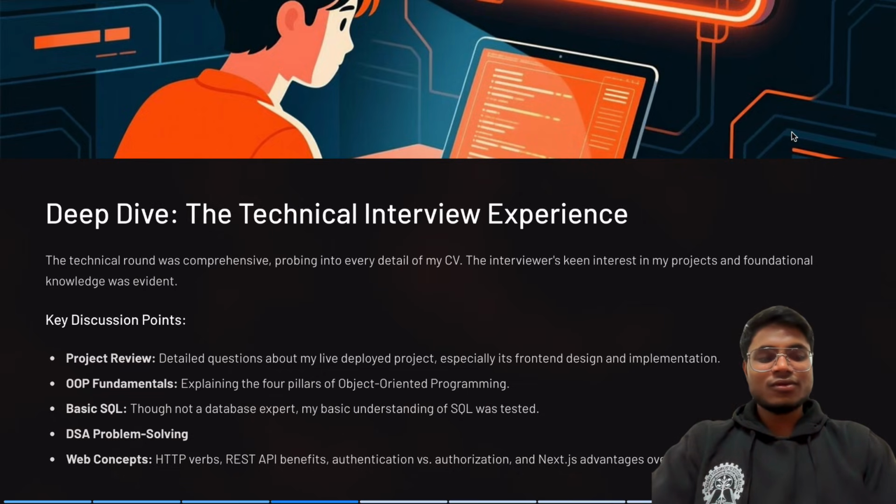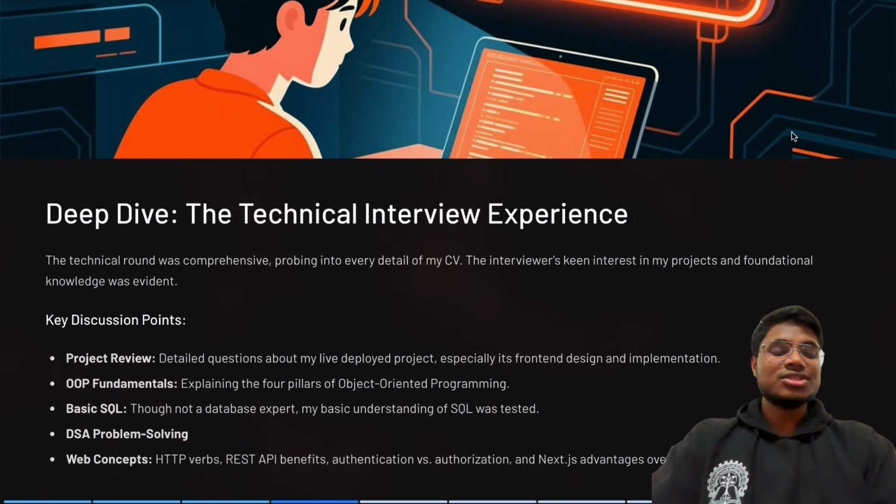The last part is the web concepts. As my whole CV consists of web development projects, he began asking questions from them, like HTTP verbs, like POST and GET, and what the status codes for them are. After that he moved on to REST API, and why REST API is better than other APIs like GraphQL, and what the differences between them are. He also asked me about authentication versus authorization, and what the advantages of Next.js over React.js are.